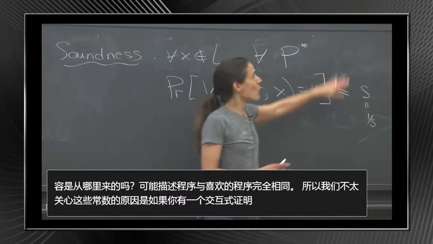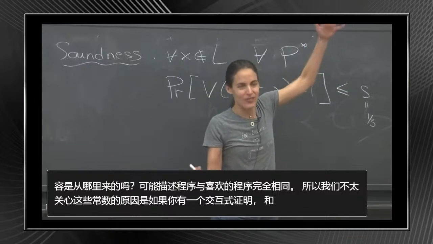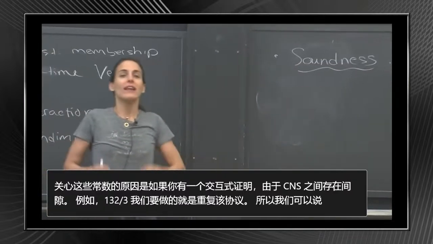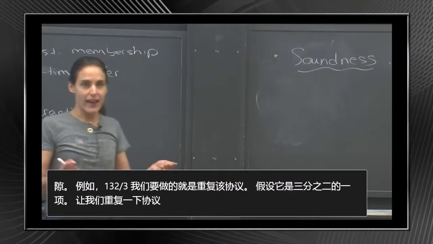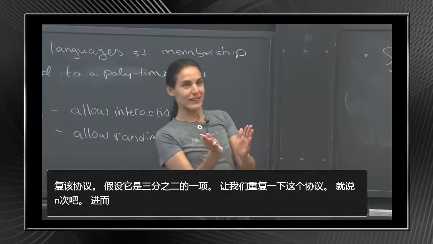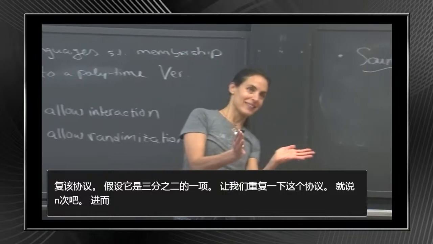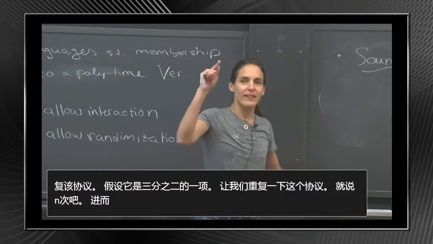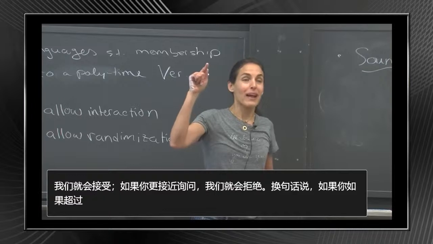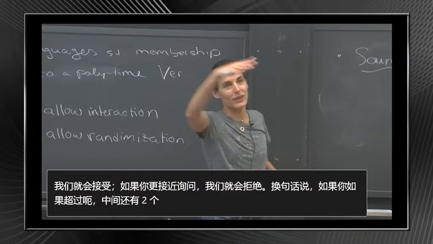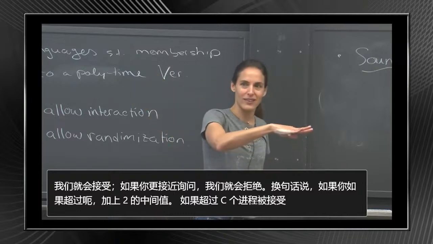proof with a gap between C and S, so for example, 1/3 and 2/3, what we're going to do is repeat the protocol. Let's repeat the protocol, let's say n times, and then we're going to accept if you're closer to C and reject if you're closer to S. In other words, if more than (C plus S) over 2, right in the middle, are accepted, you're going to accept. If less, you're going to reject.